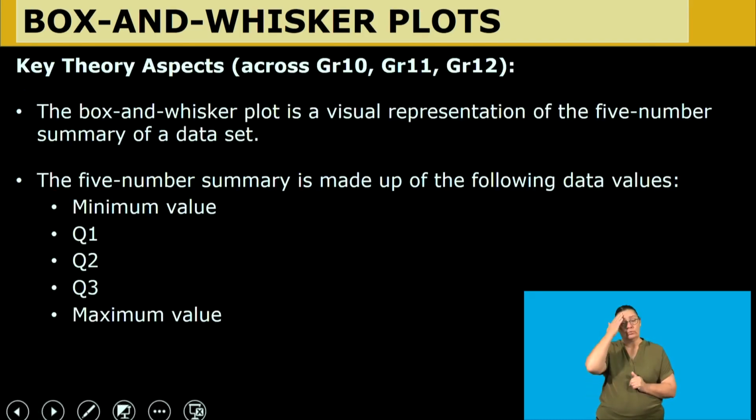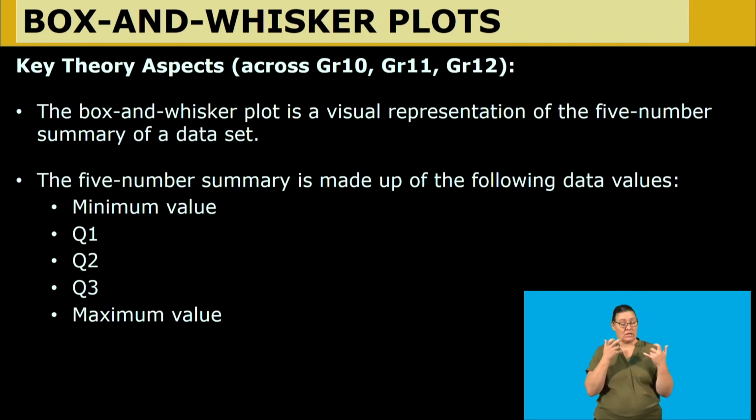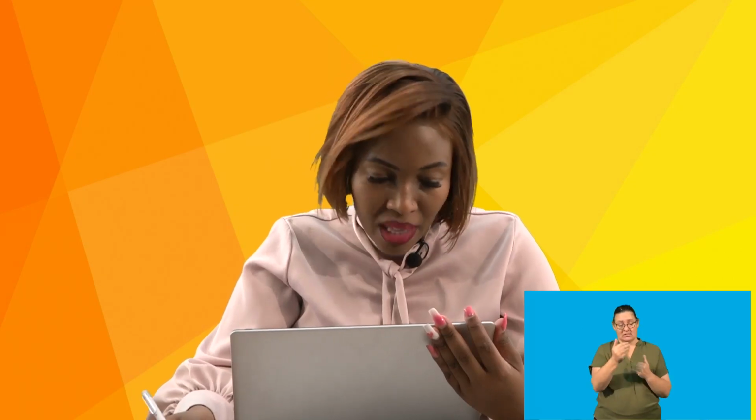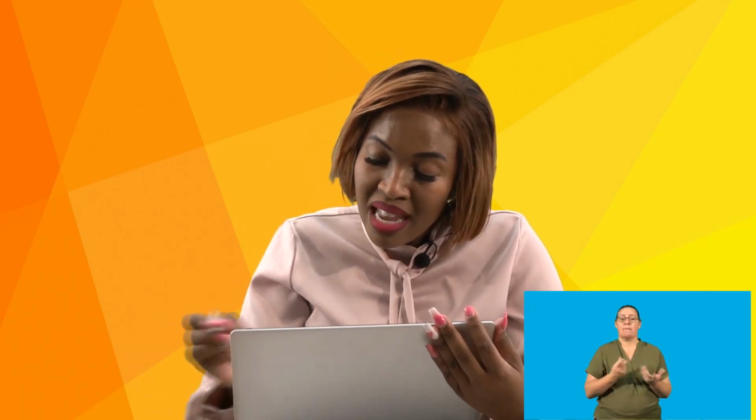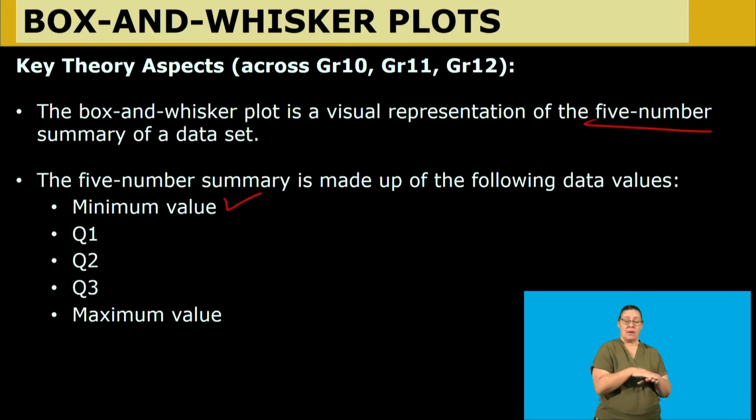So what you need to know is that the box and whisker plot is a visual representation of the 5-number summary of a data set. The 5-number summary is made up of the following: the minimum value, quartile 1, quartile 2, quartile 3, and the maximum value. So that is your 5-number summary.